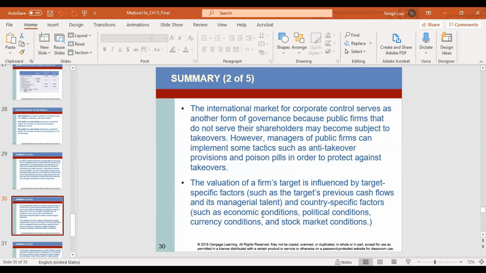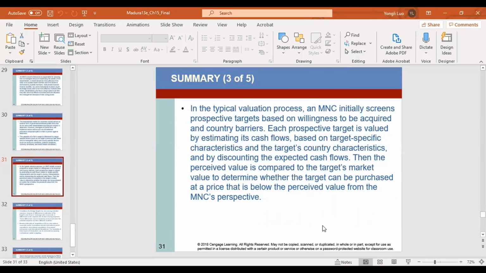The valuation of a firm's target is influenced by target-specific factors, such as the target's previous cash flows and its managerial talent, and country-specific factors such as economic condition, political condition, currency condition, and stock market condition. In a typical valuation process, an MNC initially screens prospective targets based on willingness to be acquired and country barriers.